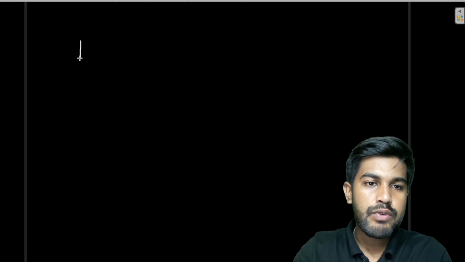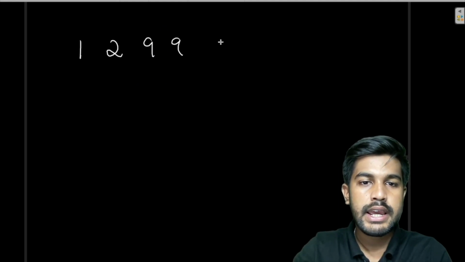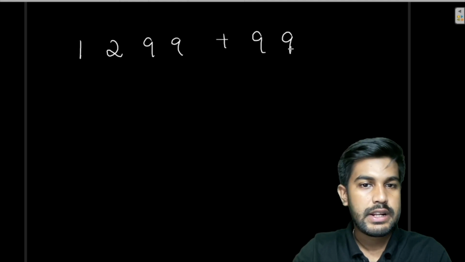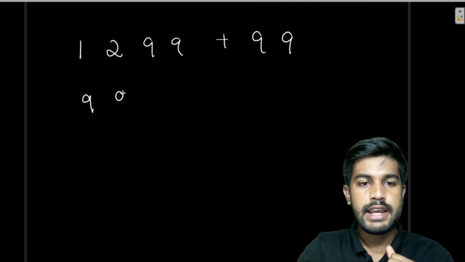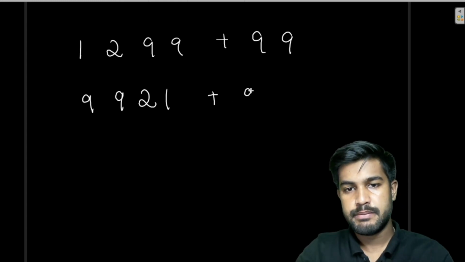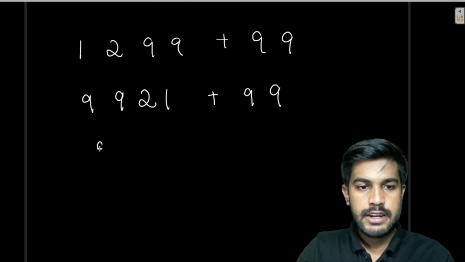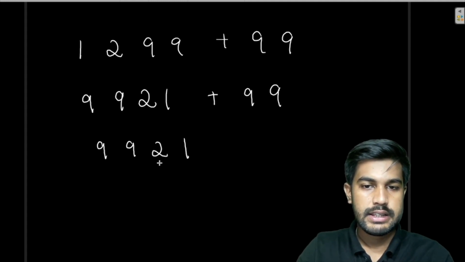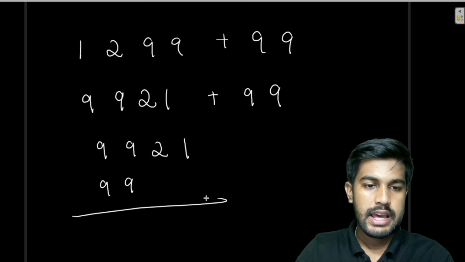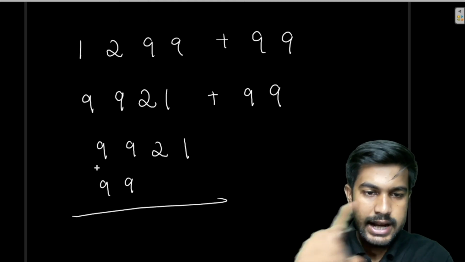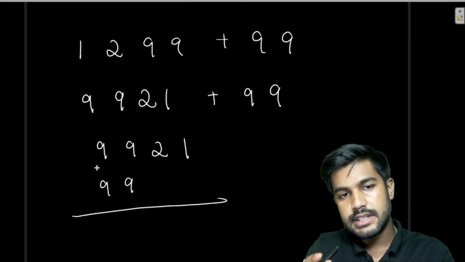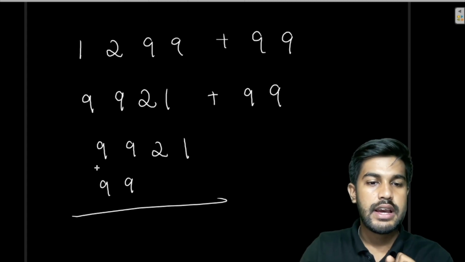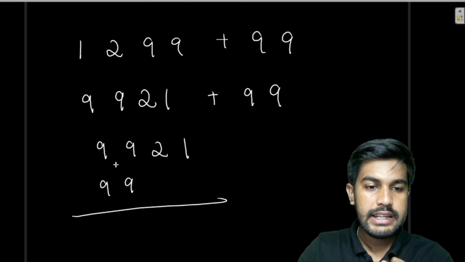Suppose we have 1299 and we need to add 99. First we would reverse the number, so we would have 9921, and on this side also we would reverse the number, that is 99. And then if we start adding from the back and at the end flip the result, we would have the original result.